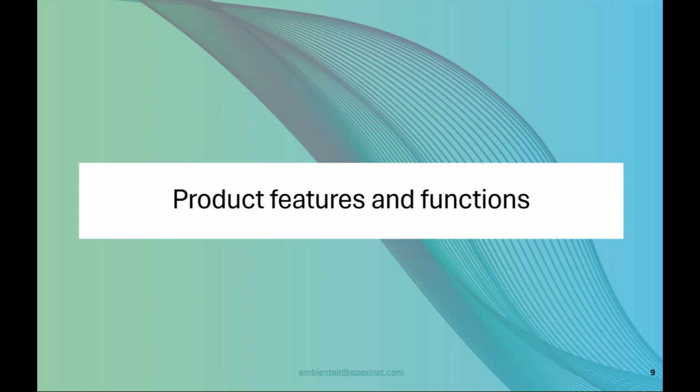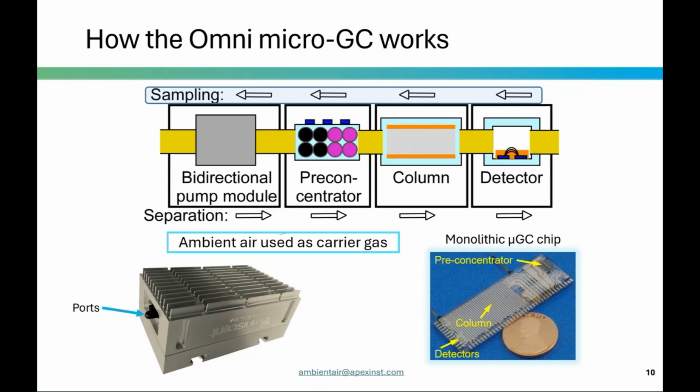I'm going to quickly share a couple of the functions and features of this product. So here's a picture of the unit on the lower left. The Micro GC is manufactured by Omniscient, a group in San Jose, California. And we, Apex Instruments, are the exclusive distributor for this product line.